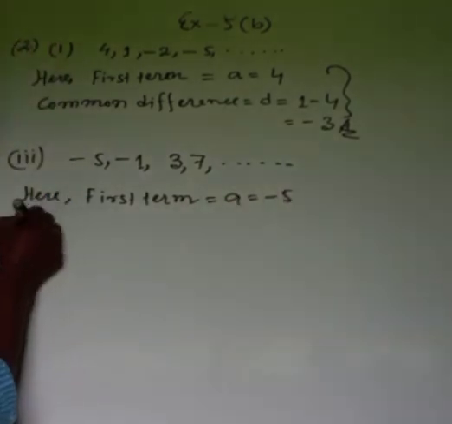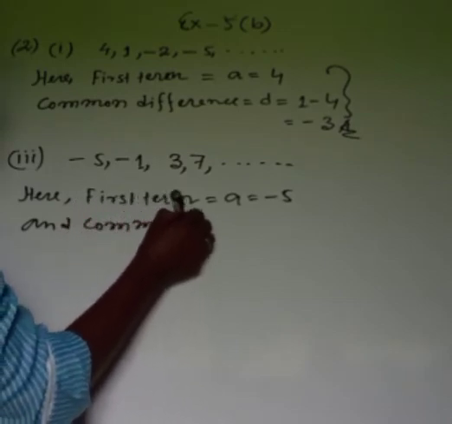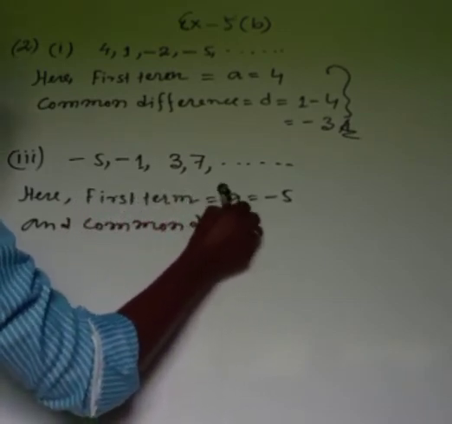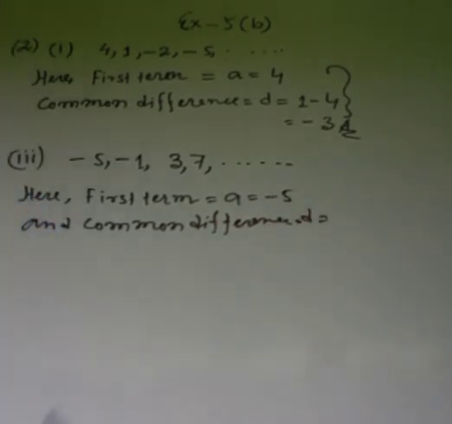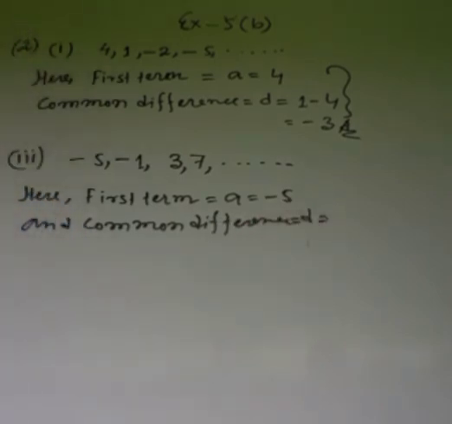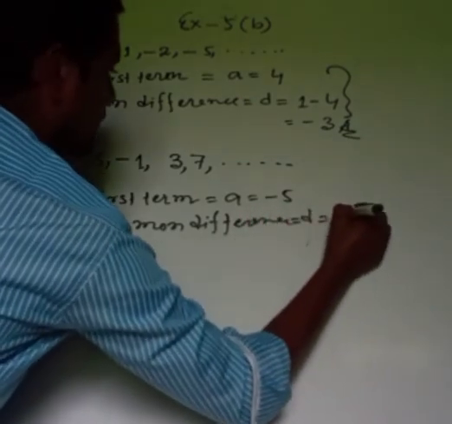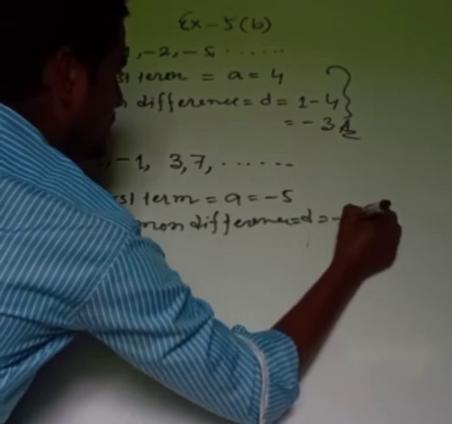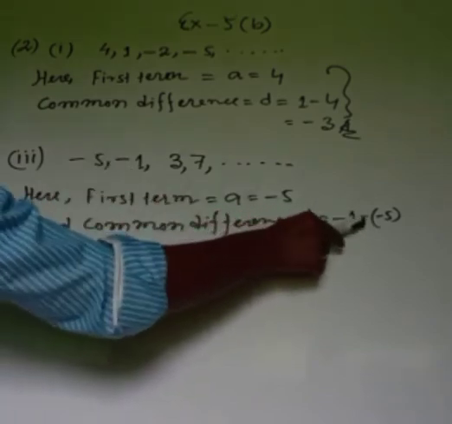And common difference d equal to second term minus first term we can do, or third term minus second term, or fourth term minus third term. So if you do second term minus first term, it means minus 1 minus of minus 5, because minus 5 is the first term.